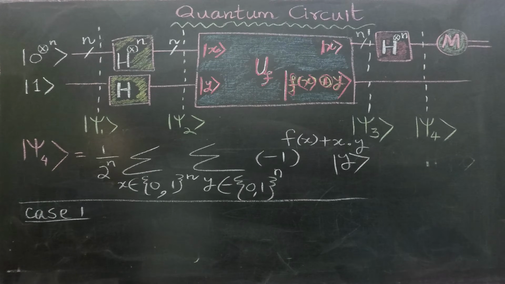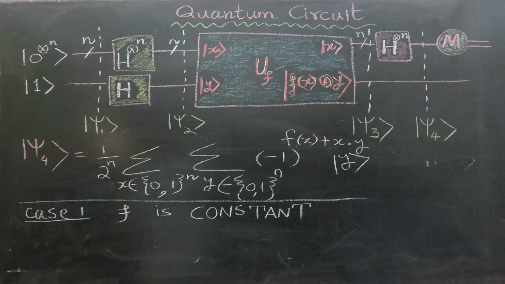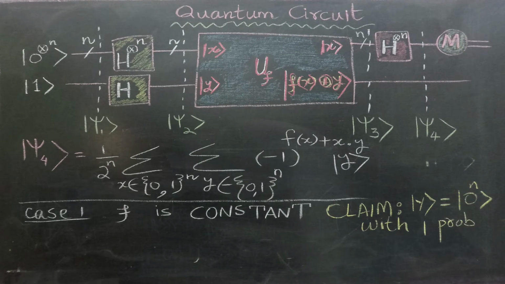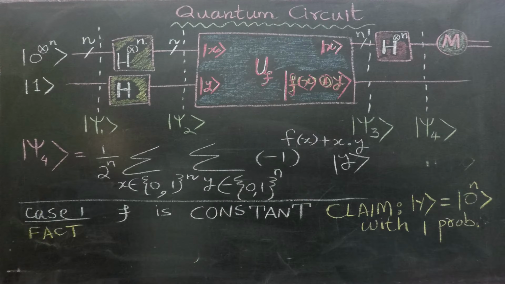Consider a case where the function is constant. In this scenario, we claim that we can measure y as ket 0 with a probability of 1. Let's verify this claim by calculating the probability of measuring ket 0. Firstly, note that x and y will be 0 as y is ket 0.